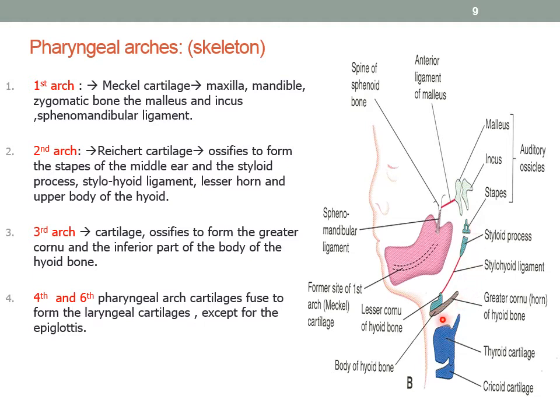The third arch gives cartilage which ossifies to form the greater horn and the inferior part of the body of the hyoid bone. This region is given by the third arch. Then we have the fourth and the sixth pharyngeal arches. Their cartilages fuse to form the laryngeal cartilages except for the epiglottis. The fifth one disappears.